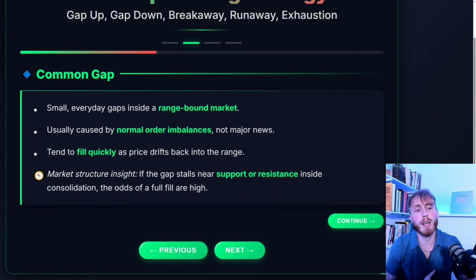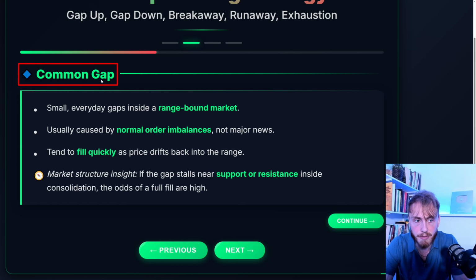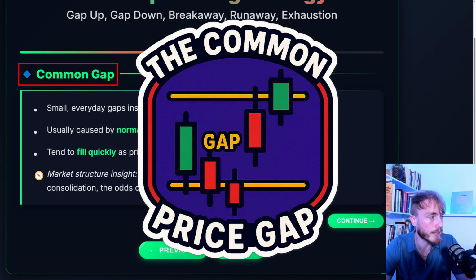But right, so now let's switch the attention and take a look at the most important types of gaps. And the first gap you need to be able to identify is known as the common gap.